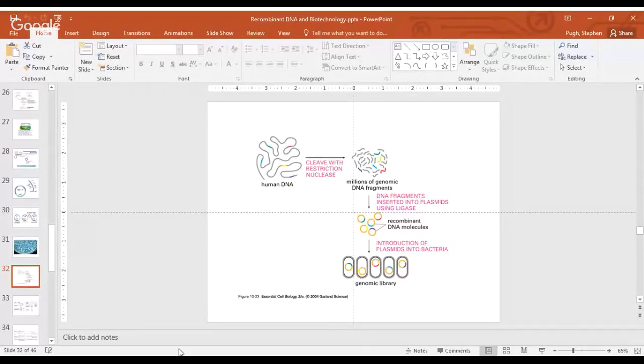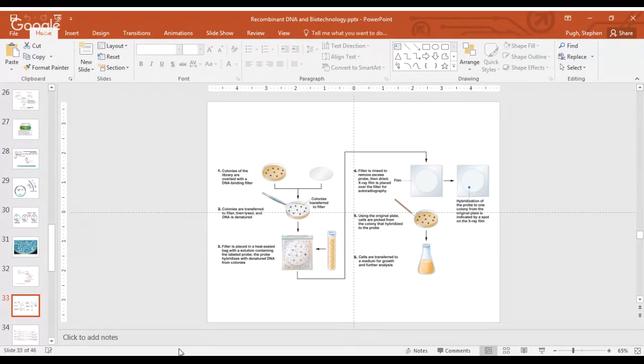And then we need to screen all of those bacterial cells to try to identify those that have the gene of interest. So what we do is take each one of those and grow them out into colonies on a petri dish, and transfer the DNA to a piece of filter paper, kind of like what we did in the Southern blot, the DNA fingerprinting technique.